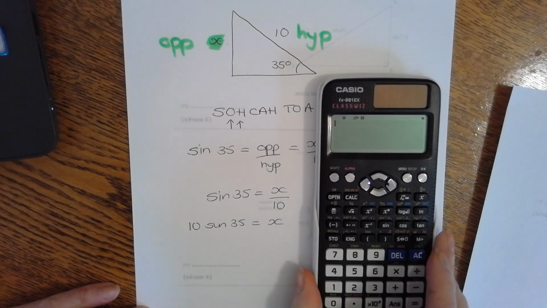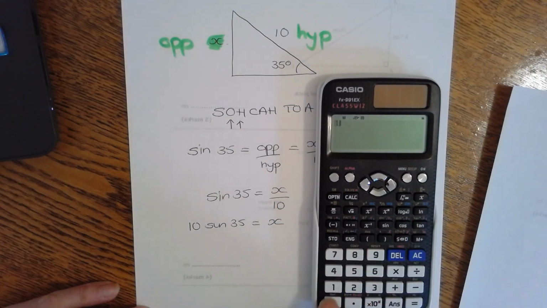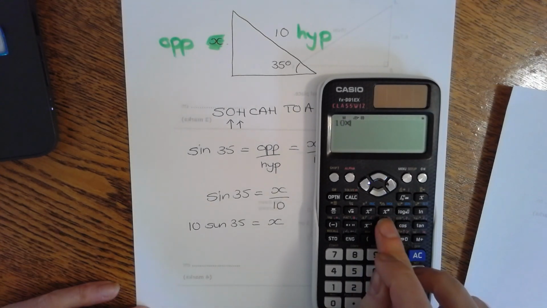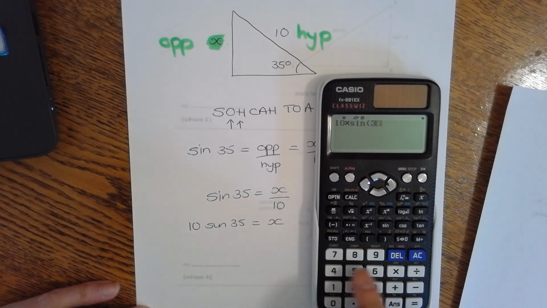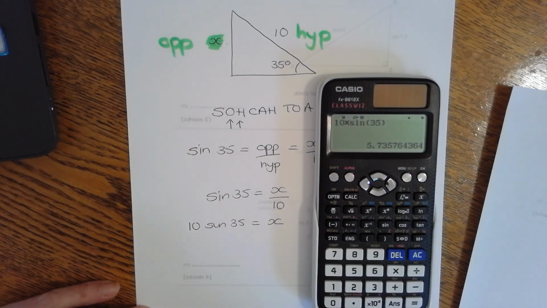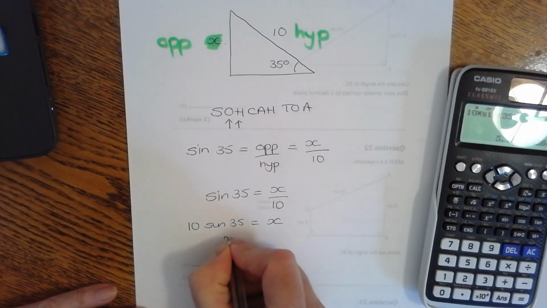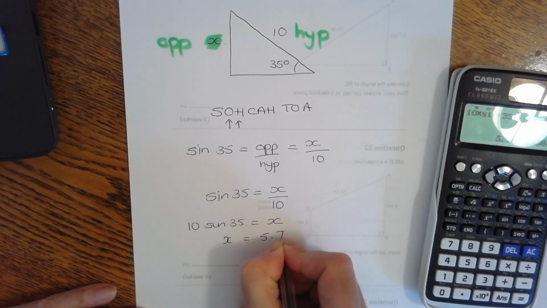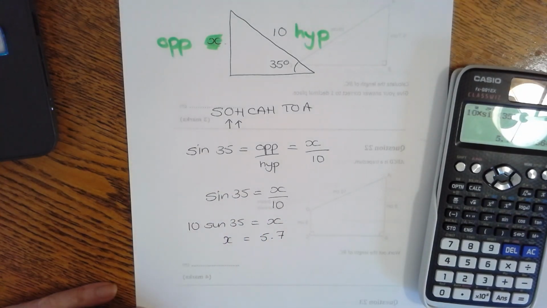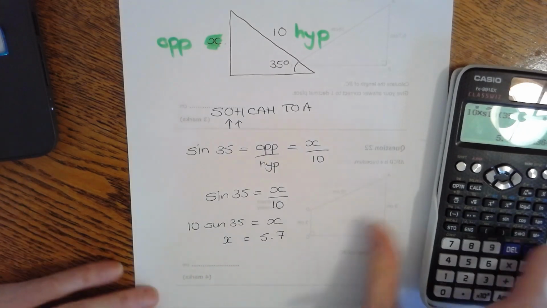I'm not expected to know what sine 35 is, and I go 10 times sine 35, close brackets, and I get a really stupid number. I'm going to say 5.7. So x equals 5.7. Okay, so this will work exactly the same if it's cosine or tan.